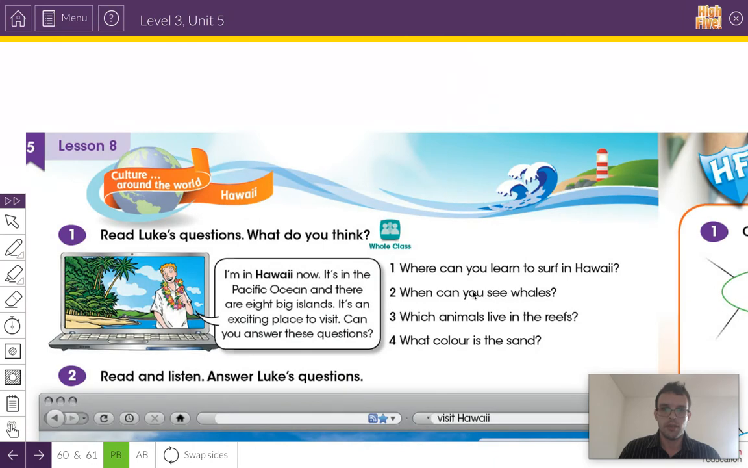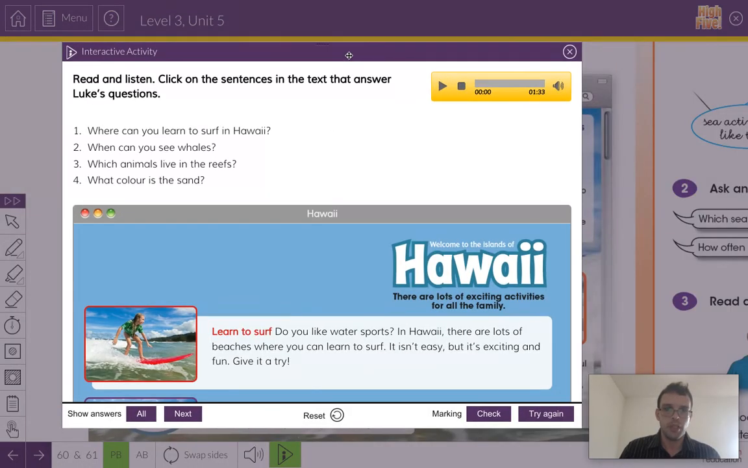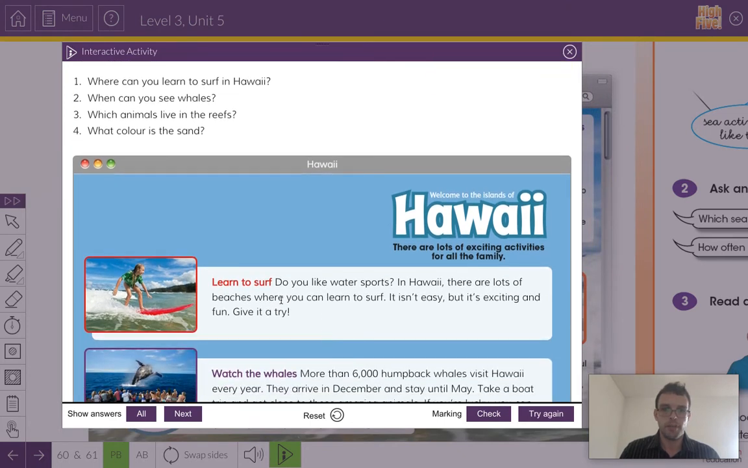Let's have a look. Where can you learn to surf in Hawaii? What does it say about surfing? It says, do you like water sports? In Hawaii, there are lots of beaches where you can learn to surf. It isn't easy, but it's exciting and fun. Give it a try. So where can we learn to surf in Hawaii? Well, the answer's here. Lots of beaches.